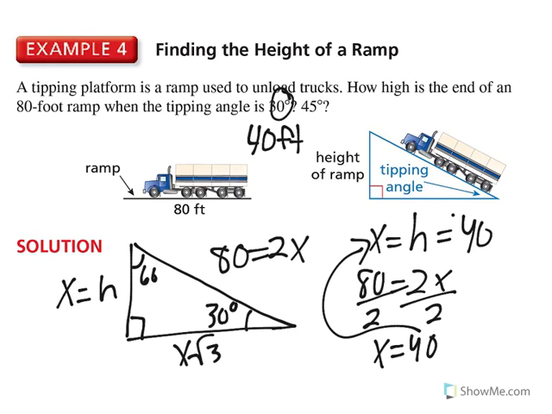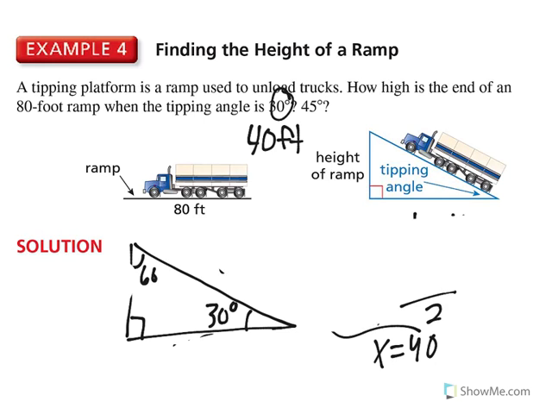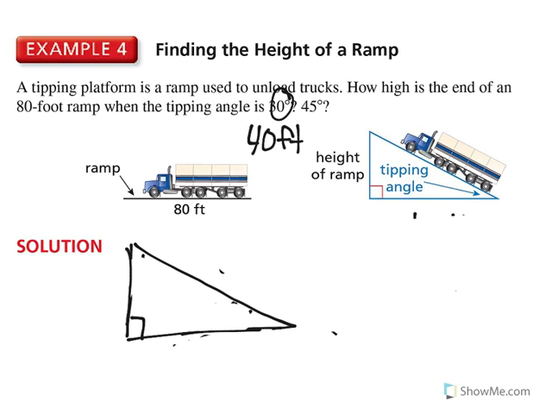Okay, not bad. Now we're just going to do the second example. So my setup's the same. Okay, I'm just going to erase this stuff. My angles are changing though. It says that my tipping angle is 45. So that means that this angle is going to be 45. That means the other angle would also be 45. I'm still looking for my height, and my ramp is still 80 feet long.